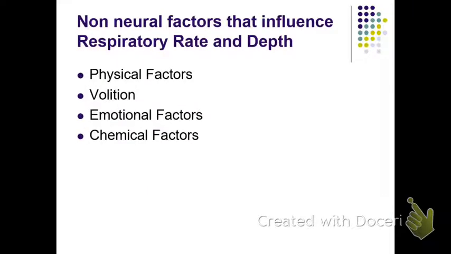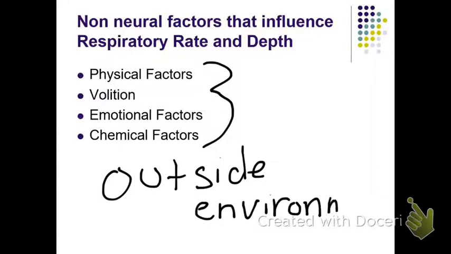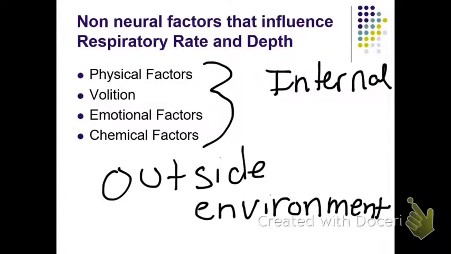So there are some non-neural factors that influence our respiration rate and depth. And to introduce, there are 4 major factors, and each of them are influenced by the outside environment. And by outside environment, I mean the stimuli in which we are participating, so perhaps it's exercise, or they could also have an internal influence, such as the chemical factors.